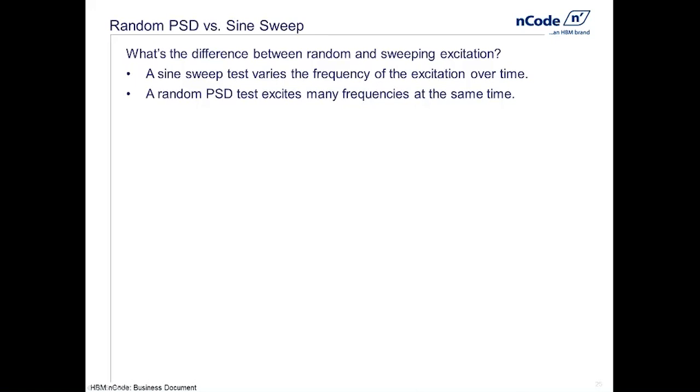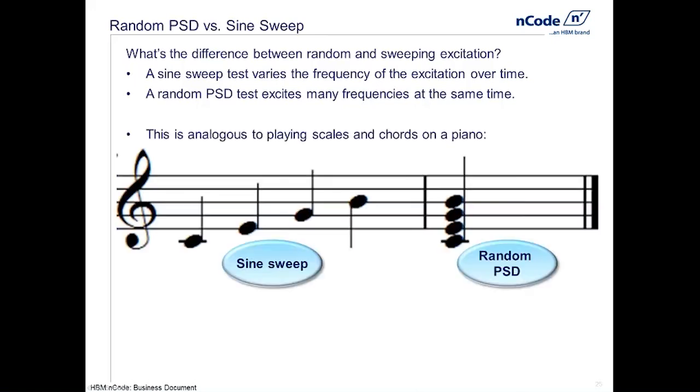Just remember, random PSD says that we have all these frequencies of excitation, all happening at the same time. Whereas a sine sweep says we have all these frequencies of excitation, but they happen in sequence. This is the same as looking at sheet music. So a sine sweep is like playing scales, a progression of notes, whereas a PSD is playing all those notes at the same time, and that's what you call a chord, right?